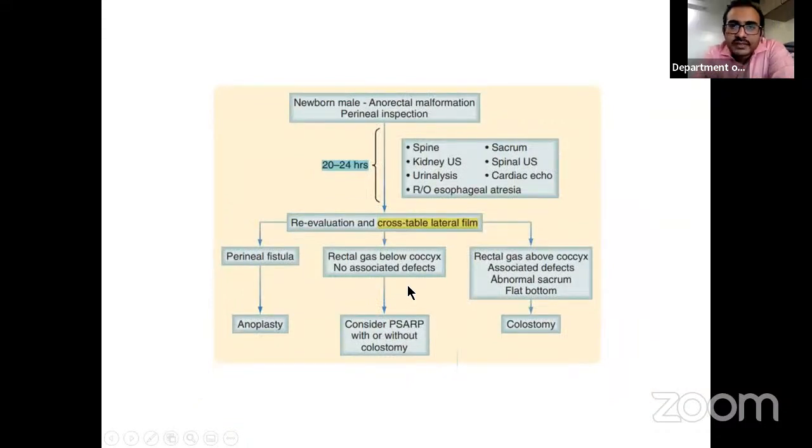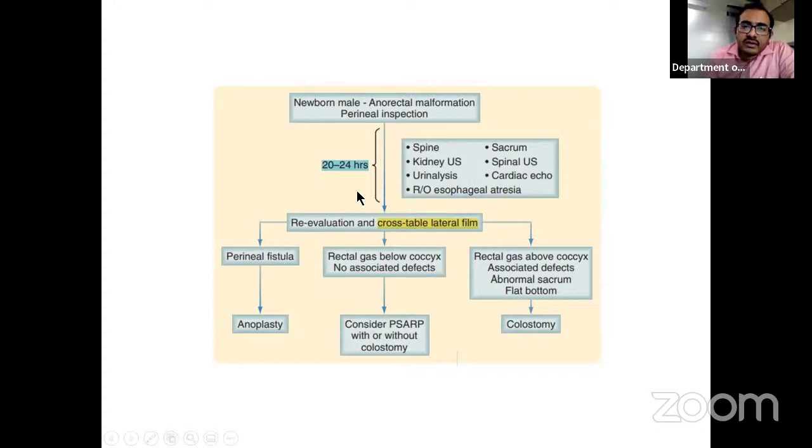So in a newborn male, we can wait for 20 to 24 hours. Evaluate the patient for spine, sacrum, kidney: ultrasonography, spinal ultrasonography, urinalysis, cardiac echo, and rule out esophageal atresia. Then re-evaluation. Many times, if there is a small perineal fistula, we can see stool in the perineum. In that case, we can go ahead with the primary surgery. And if no meconium is seen even after 24 hours, we do a cross-table lateral X-ray.